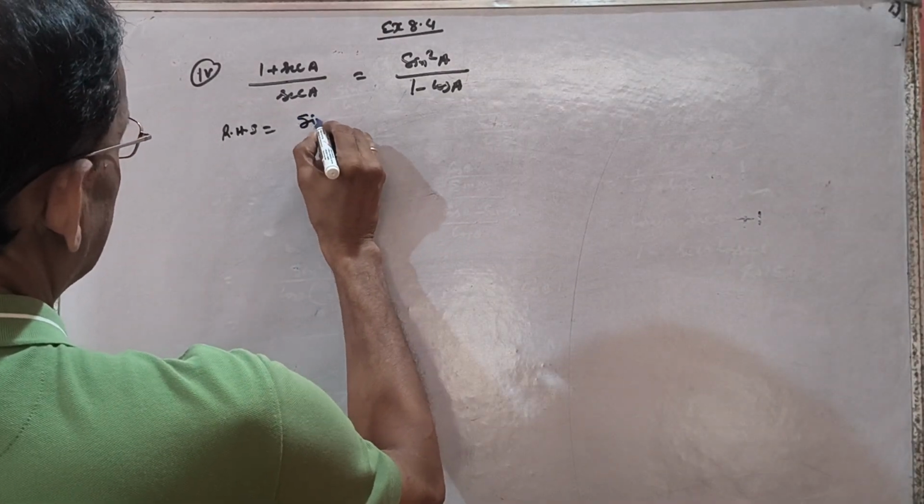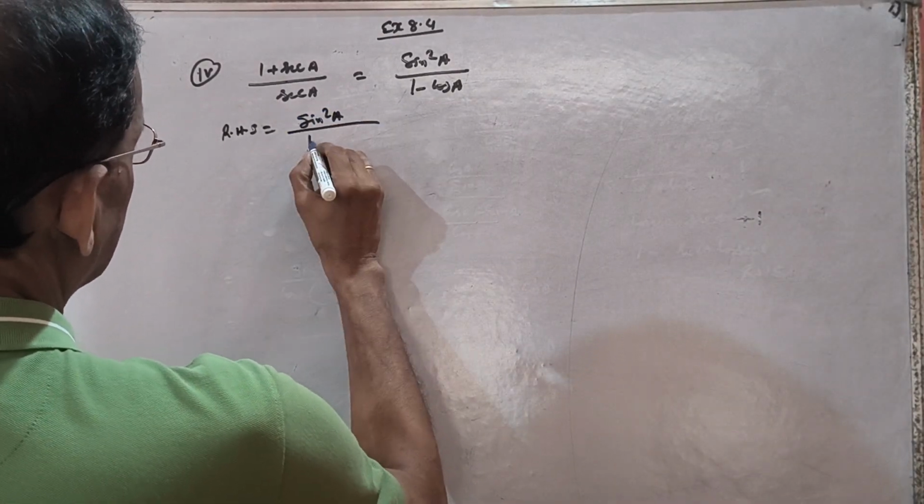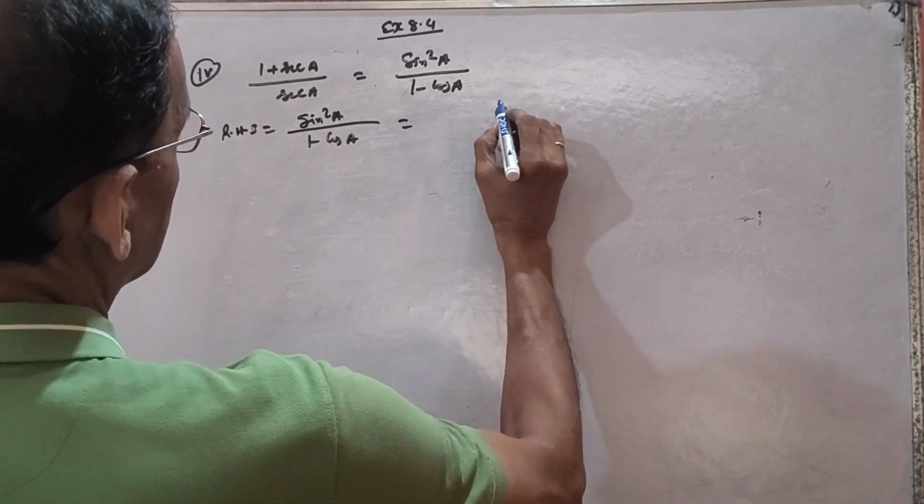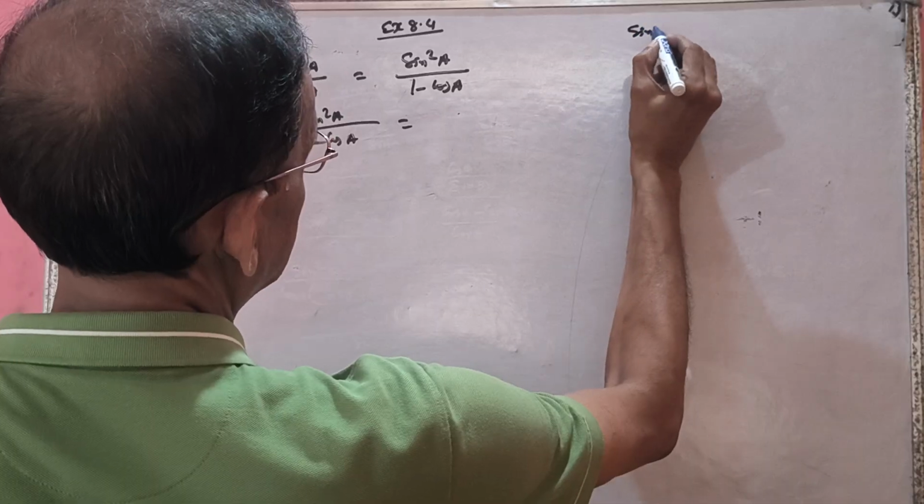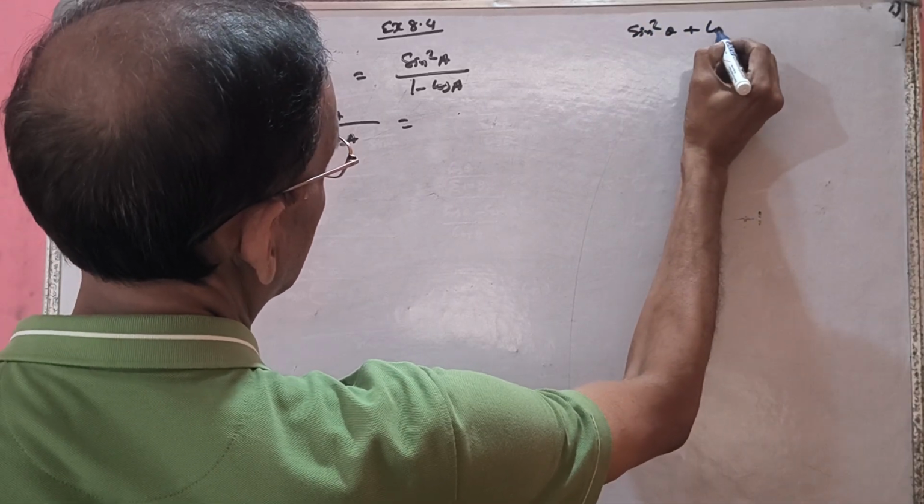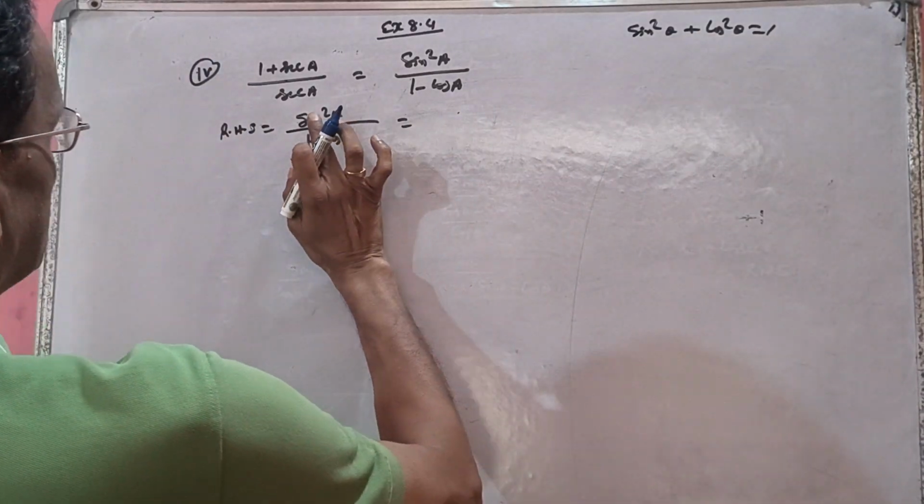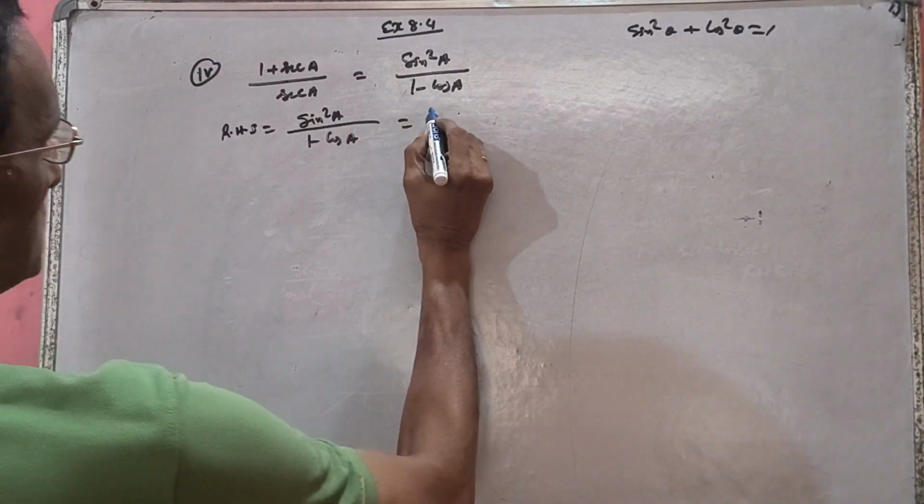So what is the right hand side? Sin square A by 1 minus cos A. What is sin square A in terms of cos? See, this idea: sin square theta plus cos square theta equals 1. So what is sin square theta? 1 minus cos square theta. So similarly, what is sin square A?